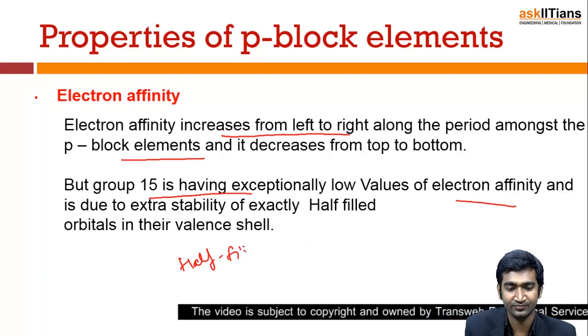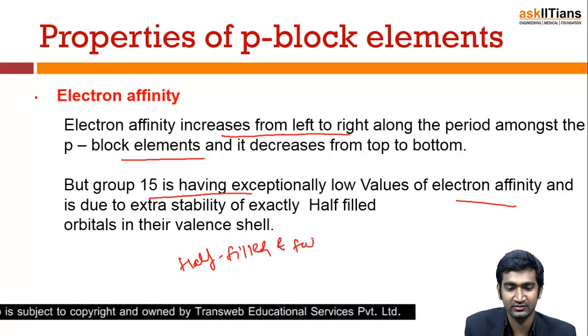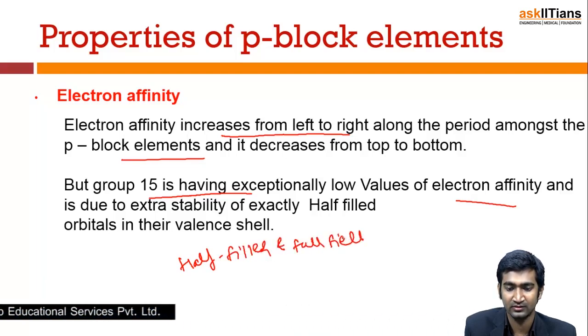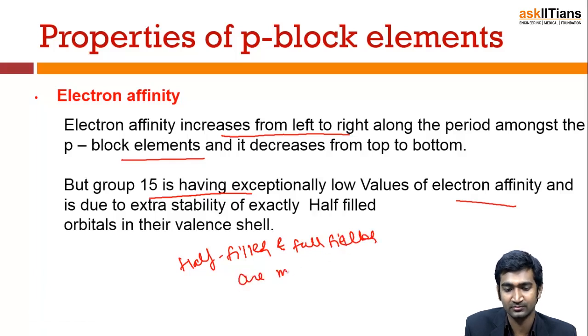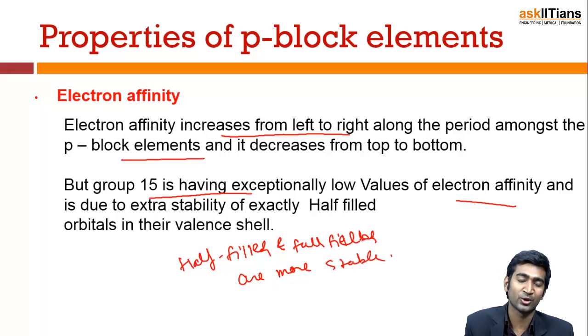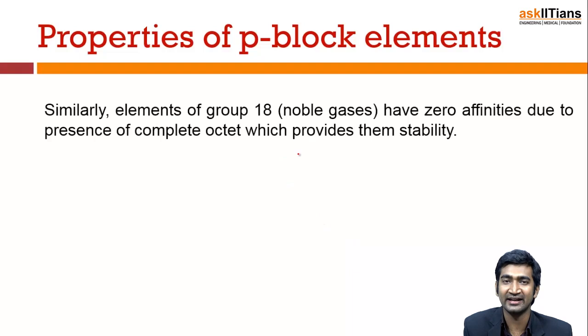Half filled and full filled are more stable. So that's why group 15 is an exception here for the low values of electron affinity, guys. Similarly, group 18 will have zero affinity. Why? Because they already have their octet complete. They already have 8 electrons in the last shell, so they will not add one more electron.